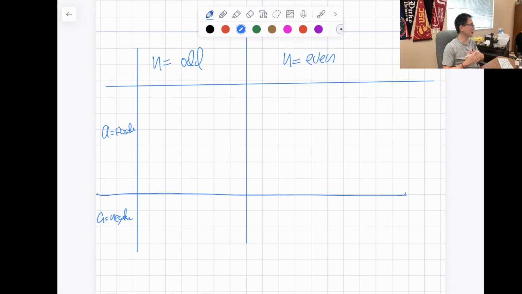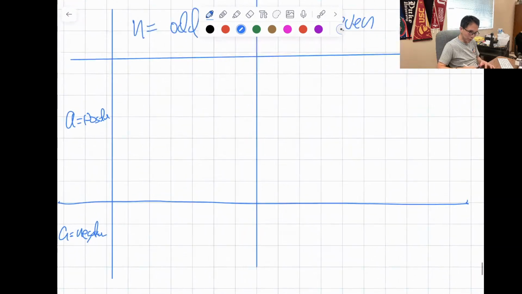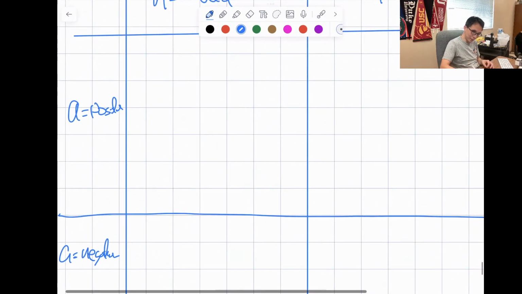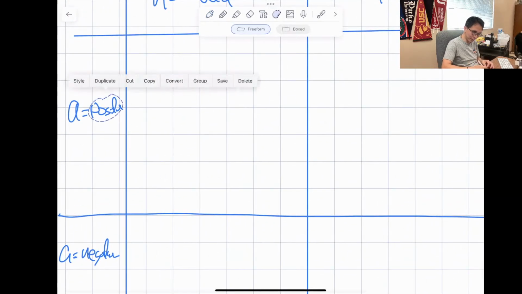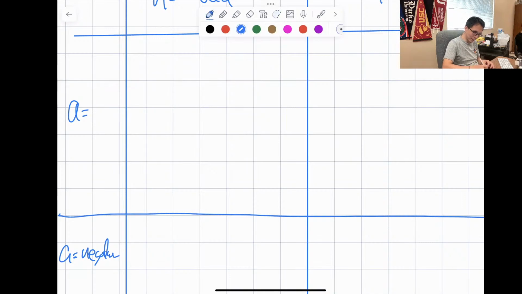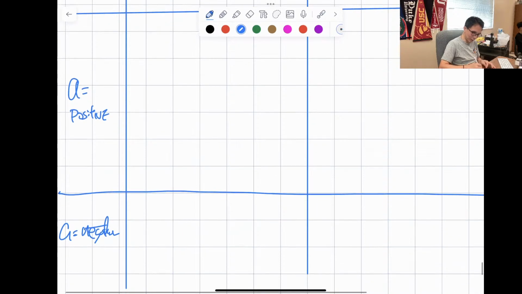Now I need you to pay attention here because this part is kind of confusing, and a lot of people, it's easy points. You just have to understand what is going on. So this one means a is positive. I don't know how to write positive nicely. So this is positive, and this one is negative. Is that okay?